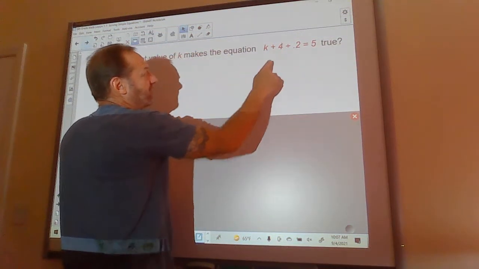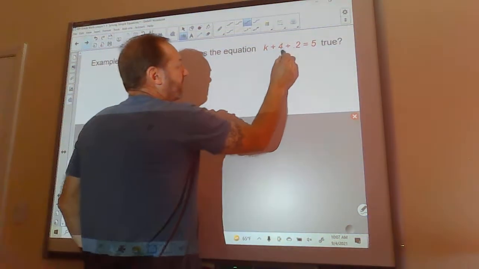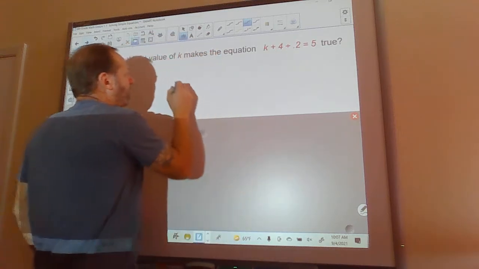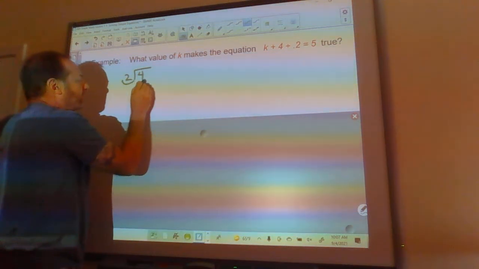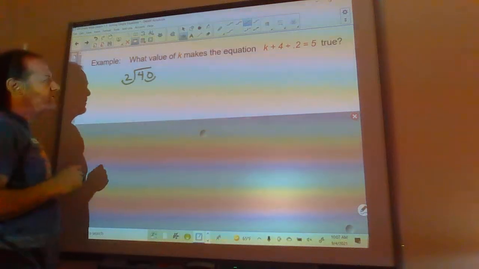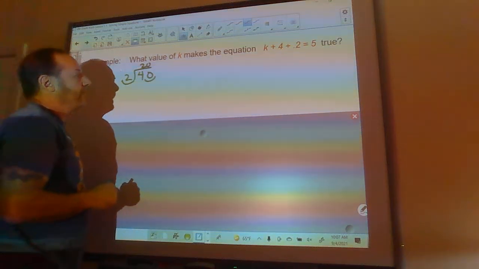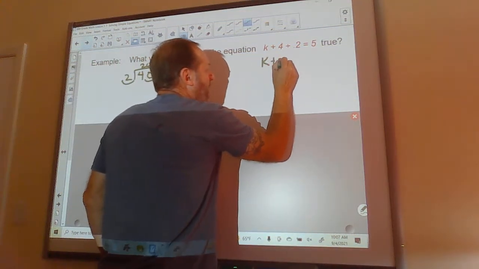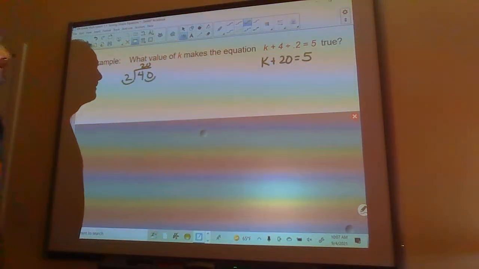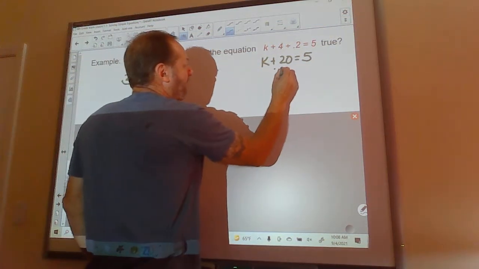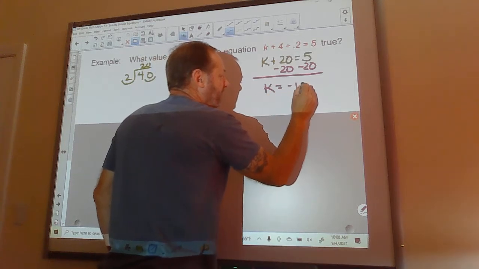So what a lot of people make a mistake is they subtract 4 from both sides first. And you don't want to do that. The first thing you need to do is do the division. So 4 divided by 0.2. Let's just go over here and just do this real quick. 4 divided by 0.2. So I move the decimal once, I move the decimal once. That's the same problem as 40 divided by 2, which is 20. Okay, so this is the same as k plus 20 equals 5. And now the next step, we have to subtract 20 from both sides. And I get k equals negative 15.